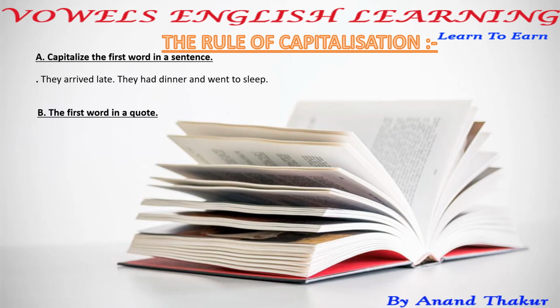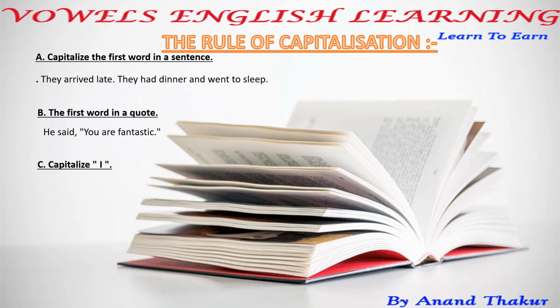The second rule is to capitalize the first word in a quote. A quote is a direct saying of any person, and it is always in inverted commas. The first letter should be a capital letter. For example, he said, "You are fantastic." "You are fantastic" is a direct saying of he. So the first letter inside the inverted commas, in a quote, should be capital. The Y should be a capital letter.